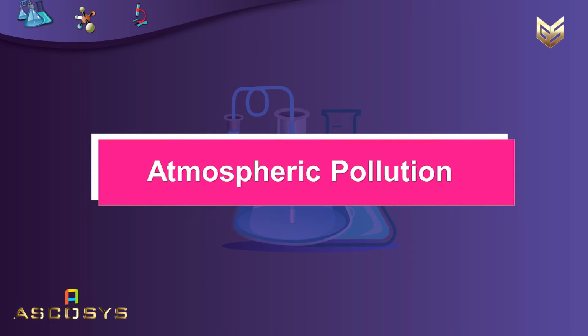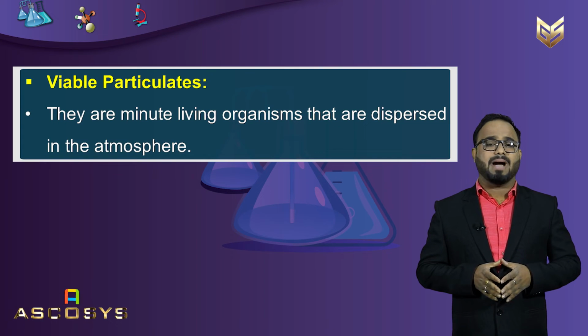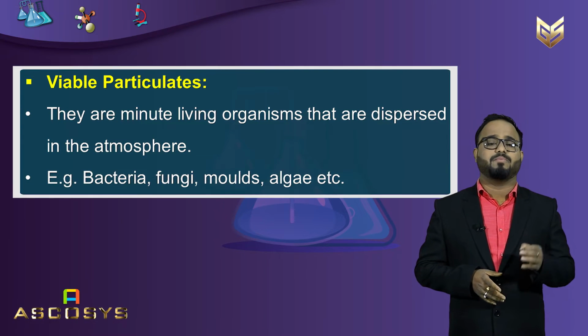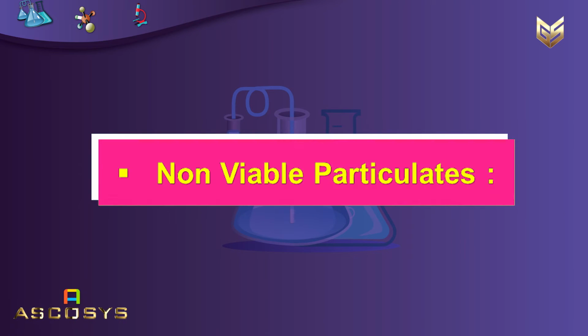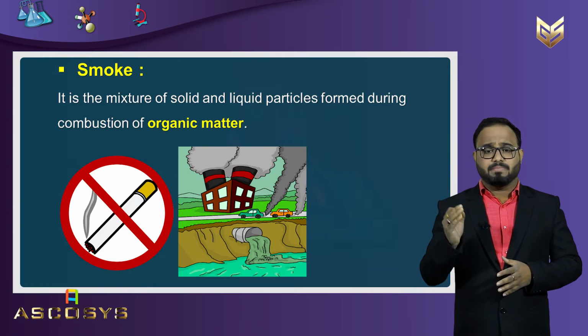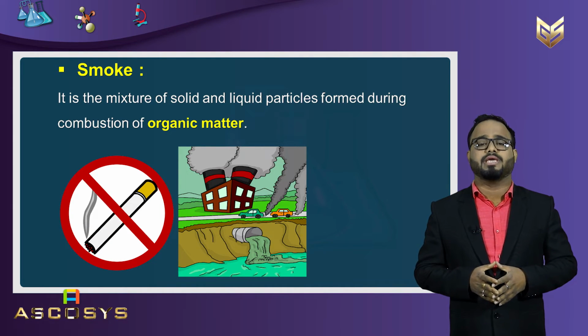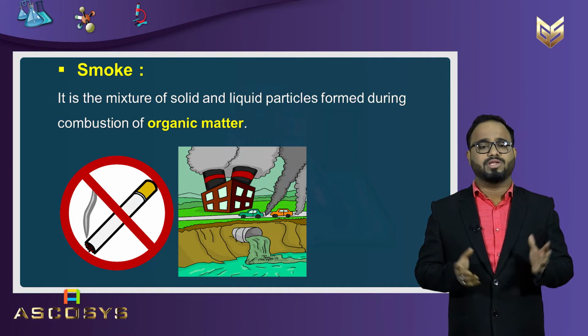Now let us see, students, what is the concept of atmospheric pollution. Particulate pollutants: viable particulates are minute living organisms that are dispersed in the atmosphere. Examples are bacteria, fungi, molds, algae, etc. Non-viable particulates: number 1, smoke, a mixture of solid and liquid particles formed during combustion of organic matter. Examples: cigarette smoke, smoke from the burning of fossil fuels, etc.